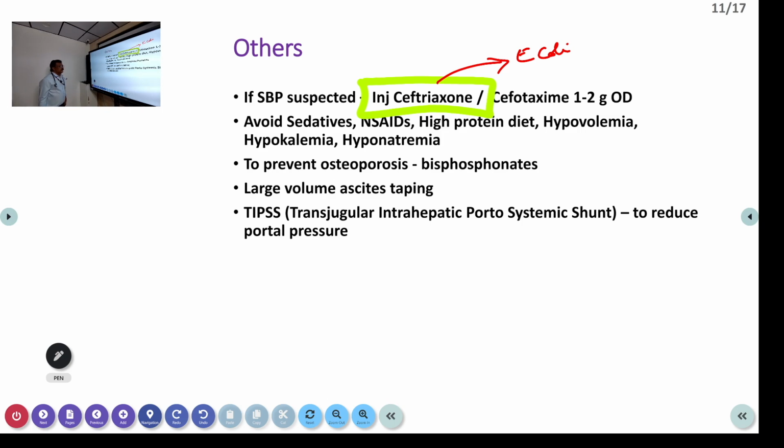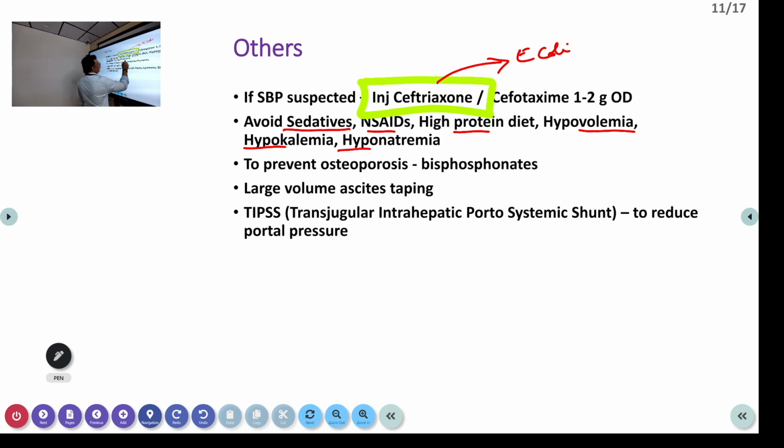We should avoid sedatives because the liver is damaged. If you give sedatives, there will be over accumulation of these sedatives in our body, and the patient can develop altered behavior, coma and all. So we should avoid sedatives. NSAIDs anyway should not be given, because the liver is damaged. High protein should not be given. Hypovolemia should be avoided. Hypervolemia should also be avoided. Hypokalemia is very important because hypokalemia can precipitate hepatic encephalopathy.